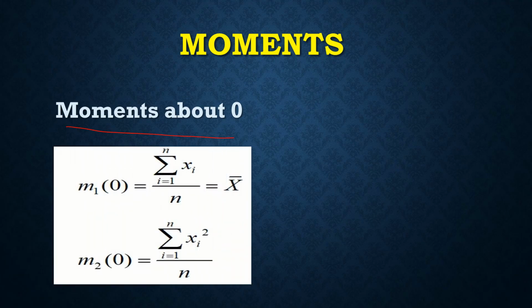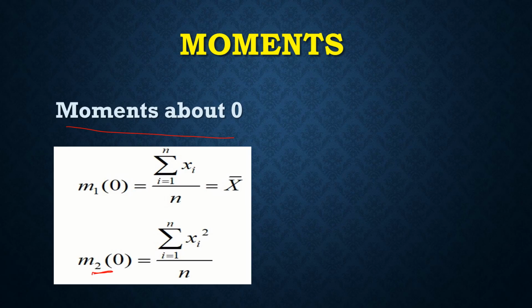The definition or the formula of the moments about zero: the first moment about zero is denoted by m1 of 0, and it's equal to the summation of xi from i equals 1 to n, divided by n. That is x bar, the mean. So the first moment about zero is the mean.